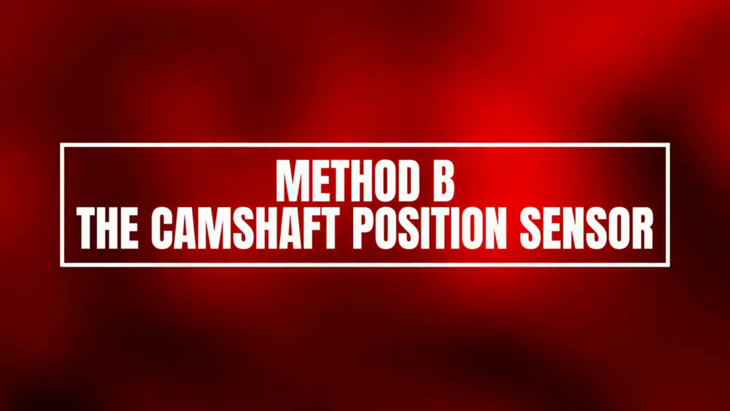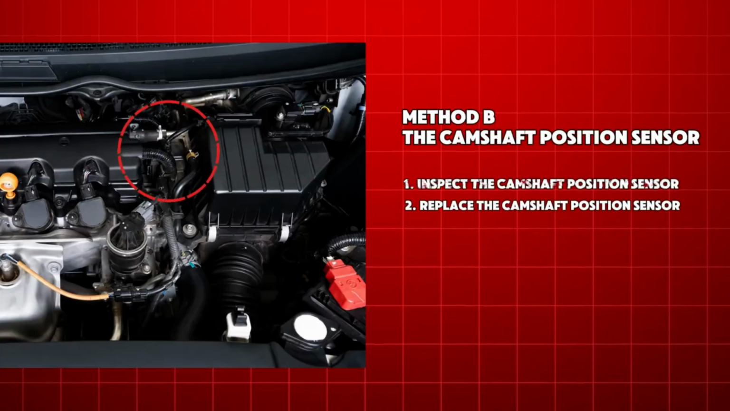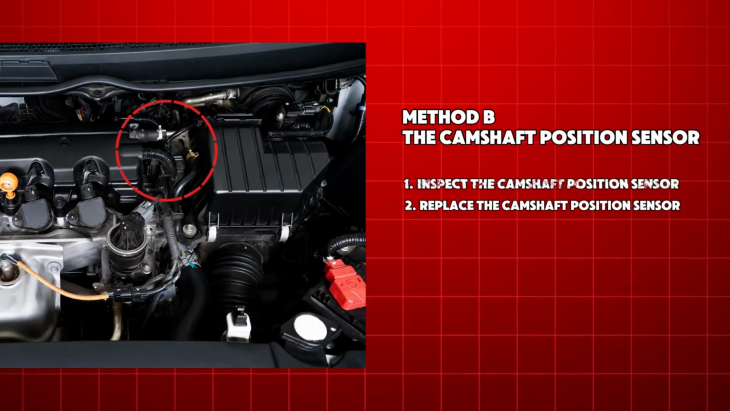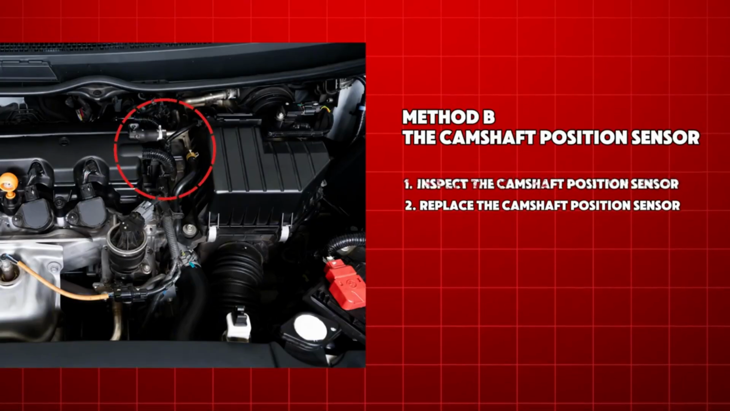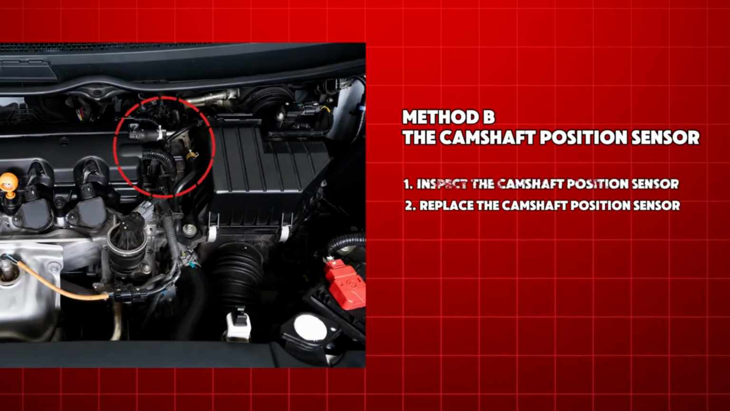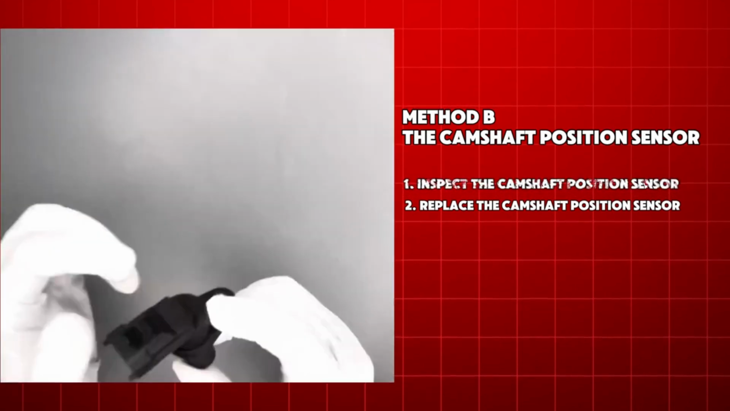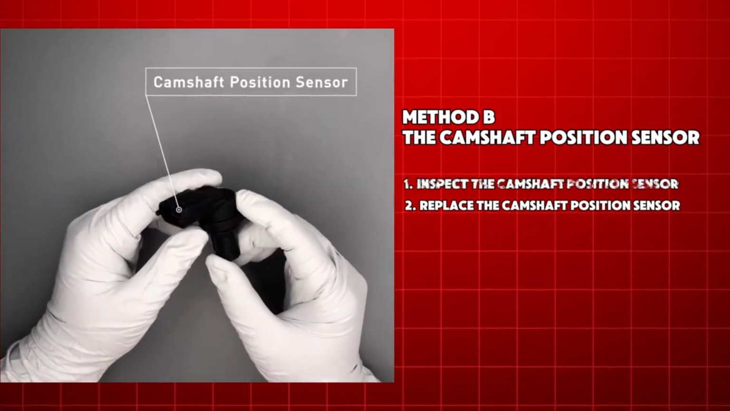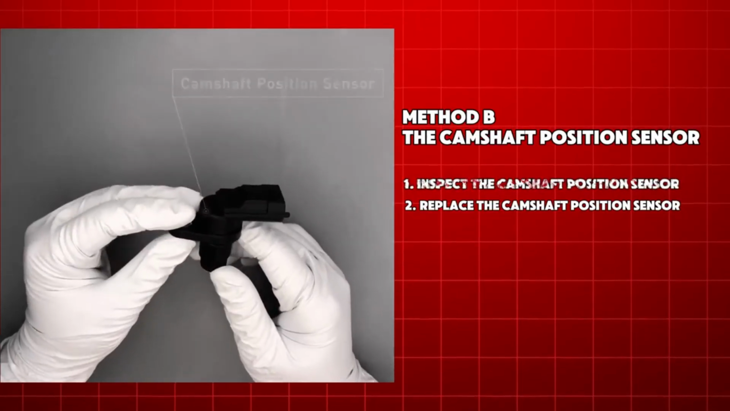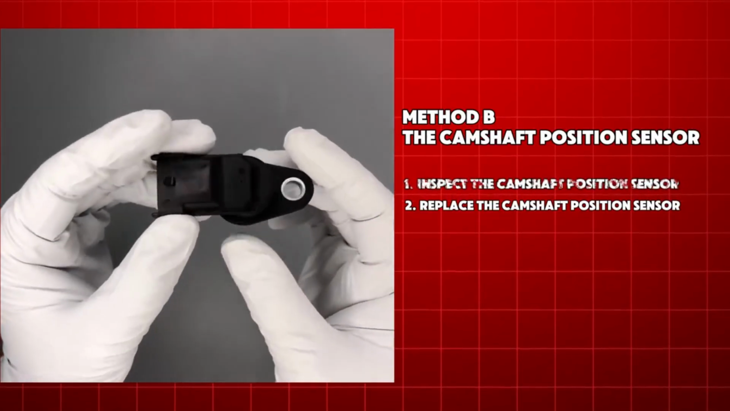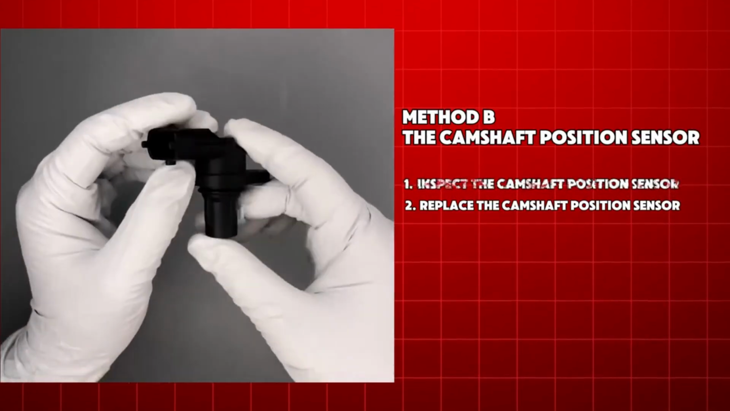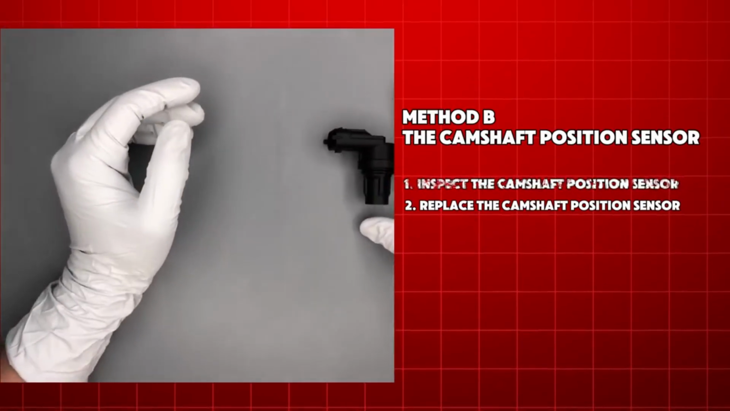Method B, the camshaft position sensor. The camshaft position sensor is located in the valve cover near the top of the engine, or it can be located at the front or rear of the cylinder head. First, carefully remove the camshaft position sensor from the engine. Inspect the sensor for oil, dirt, or contamination caused by leaks from nearby engine components.